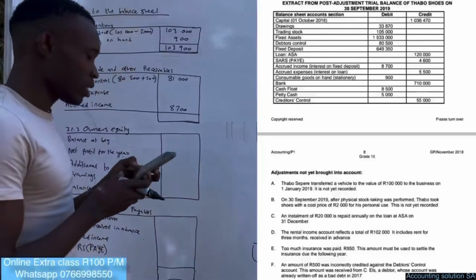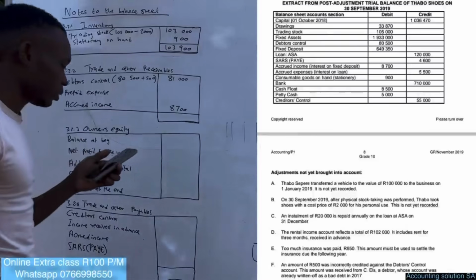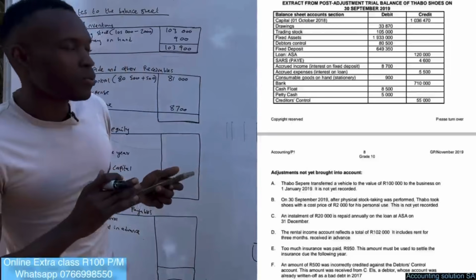Okay, which means that in this case, because the amount of insurance was overpaid and is for next year, we regard it as a what? Prepaid expense. Prepaid expense, guys, is an amount that has been paid in advance.